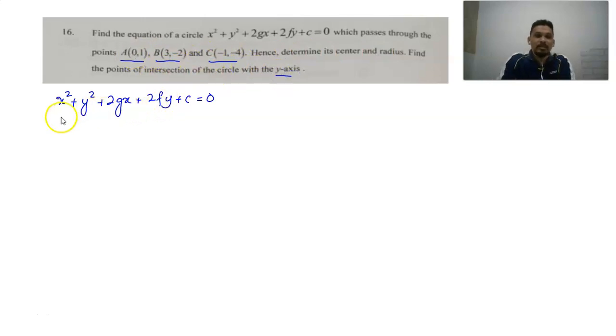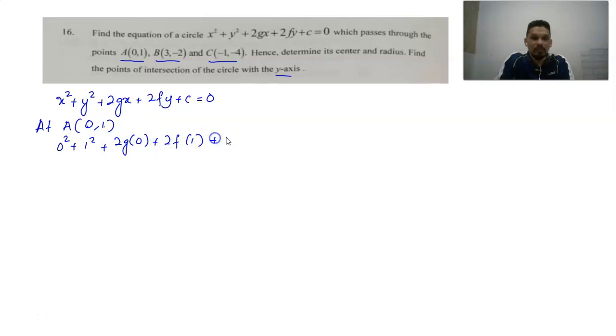Okay, find the equation of the circle x squared plus y squared plus 2gx plus 2fy plus c equals 0, which passes through the points A(0, 1), B(3, negative 2), and C(negative 1, negative 4). Determine the center and radius, and find the points of intersection of the circle with the y-axis. One by one: at the point A, 0 and 1, we substitute the values of x and y into the equation. So 0 squared is 0 plus 1 squared, 2g times 0, plus 2f times 1, plus c equals 0.